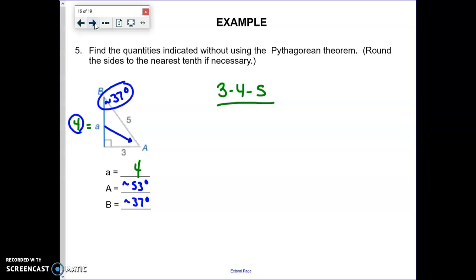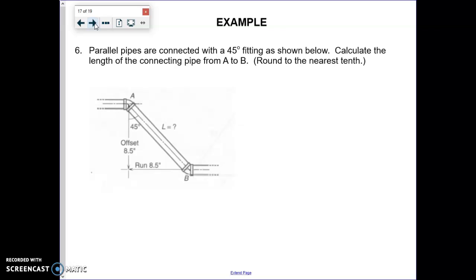Now the last thing I want to do is look at a real life application here, and it's just basically the same as what we've been doing. So if you want to take a minute and see if you can do this, go ahead and just pause the video, read the problem, maybe write down some stuff or make note of some stuff, and see if you can figure out what L is here. What's the length of this connecting pipe right here? They want to know what L is. So go ahead and pause the video and see if you can do that.